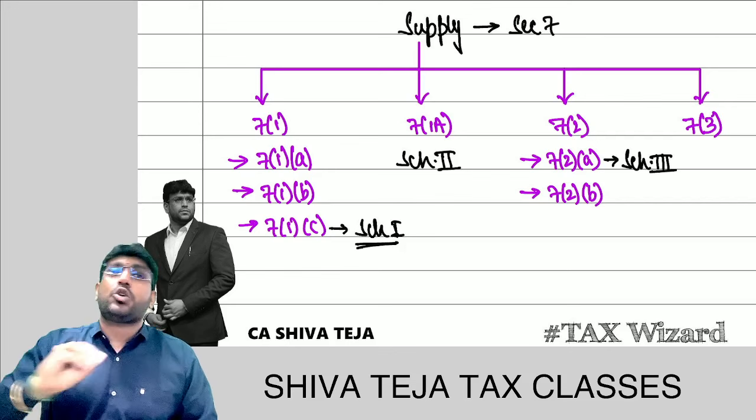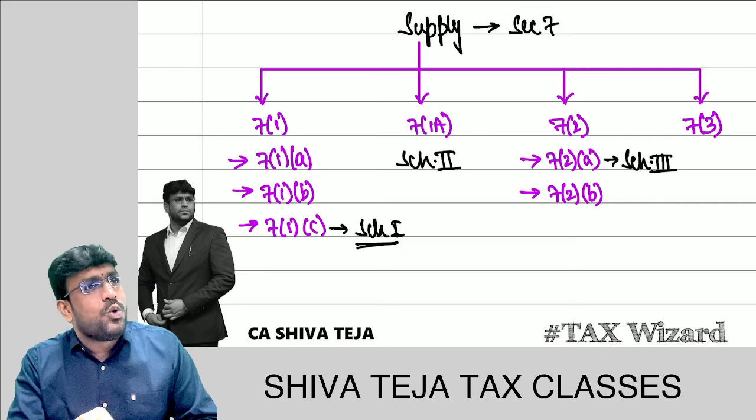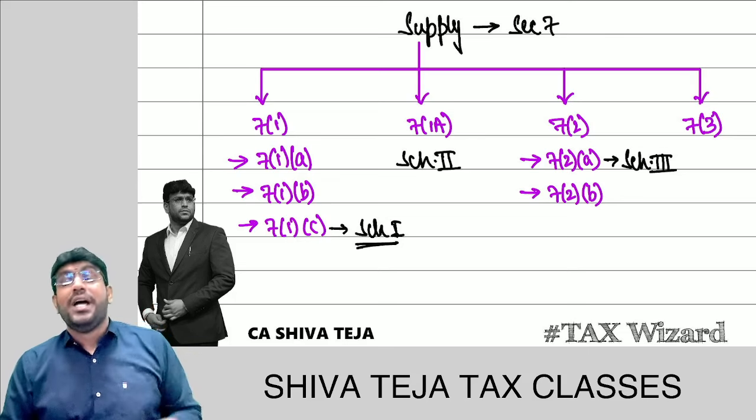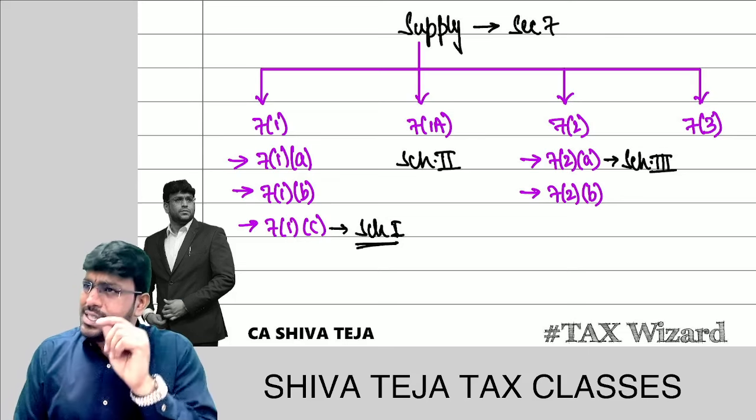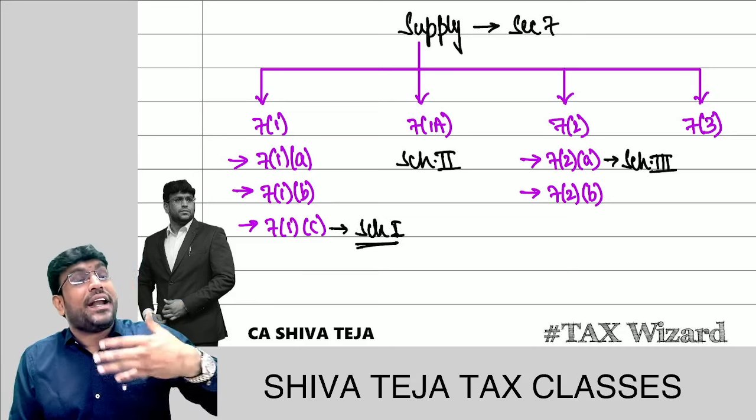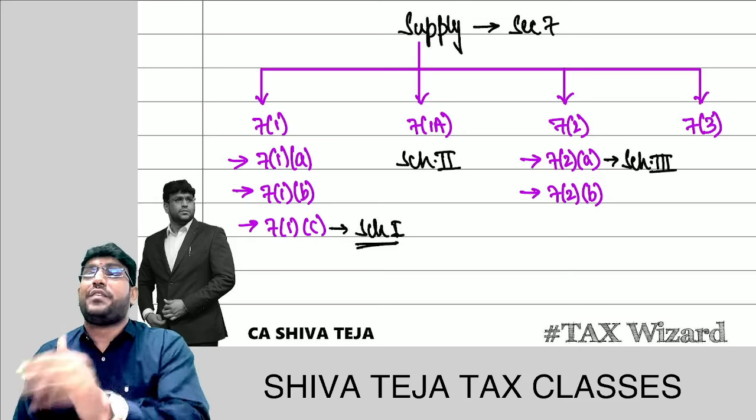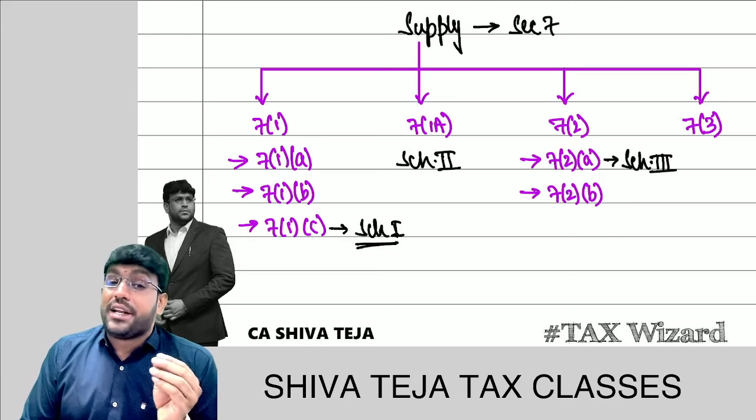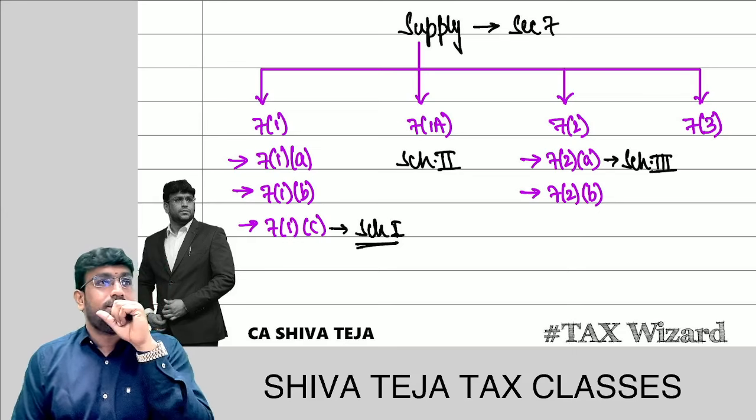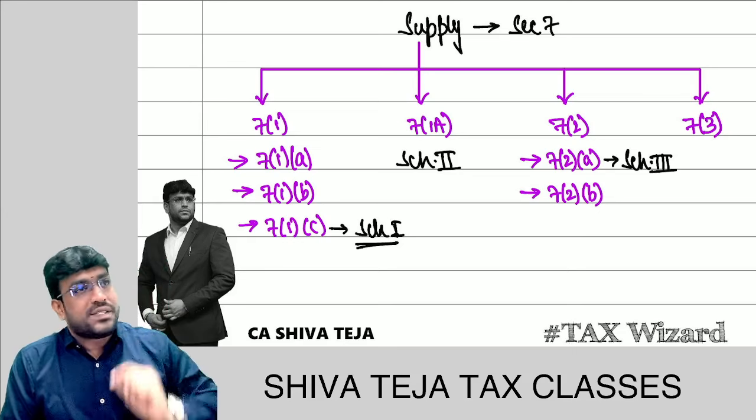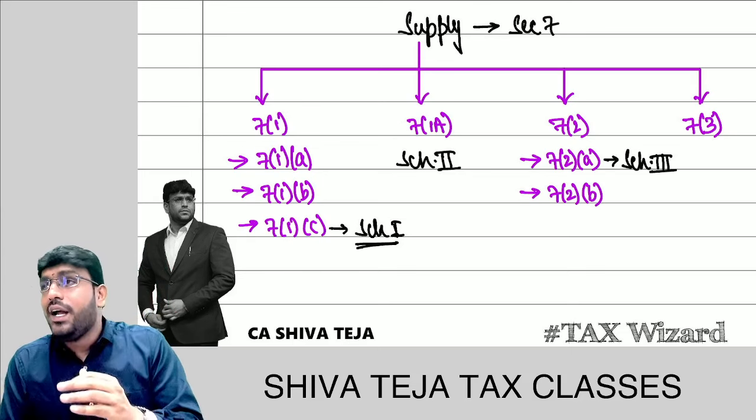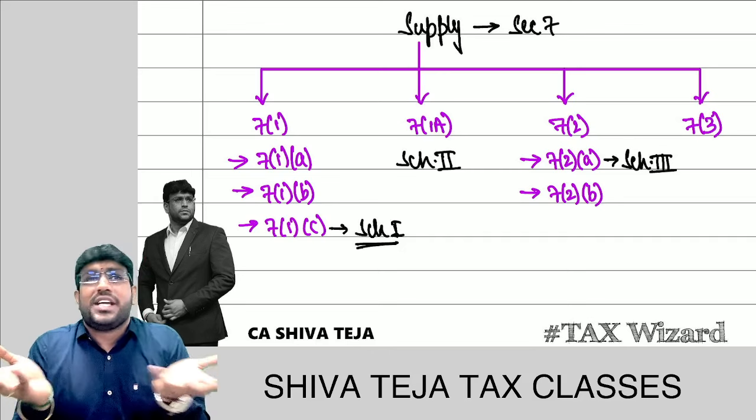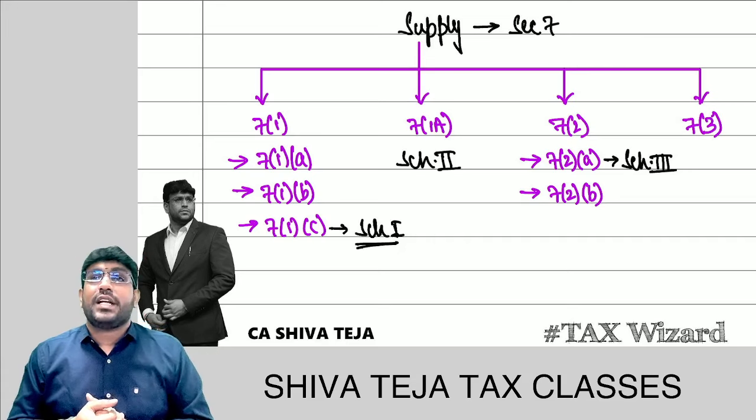Next. Schedule 2 talks about what are regarded as supply of goods, what are regarded as supply of services. Next. Schedule 3 talks about transactions, I repeat, transactions which are neither regarded as supply of goods nor regarded as supply of services. That means it is not goods also, it is not service also. And if it is not goods, it is not service, GST will not apply. Clear, friends?